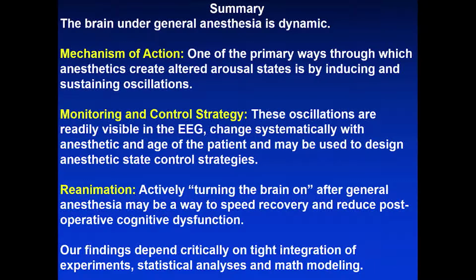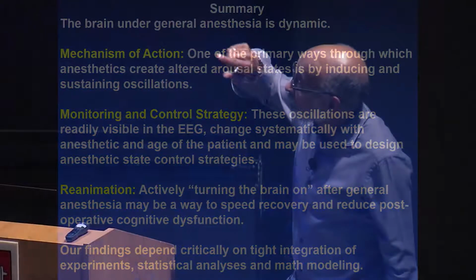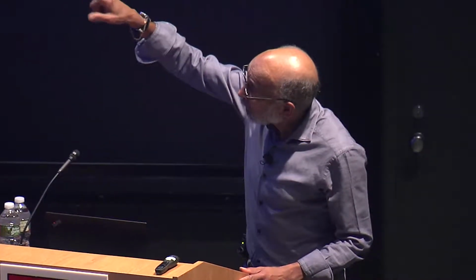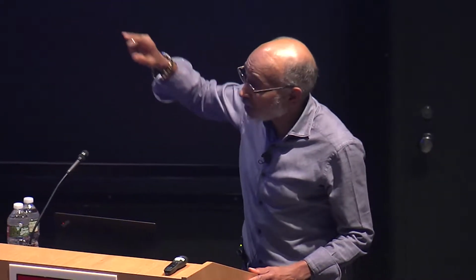So this is what I've told you. As I said, anesthesia is not the state of the brain being turned off. It's this highly dynamic state in which, as a back of an envelope statement, you can say you put the brain in these lower dimensional modes, and being in these modes is not compatible with being conscious or processing information in a normal way. I've shown you how you can monitor. I've shown you how you can use them for control strategies, and I've shown you how you can maybe use them to turn the brain back on. And again, as I've said several times, this is because we have tight integration between doing experiments, statistical analyses, and mathematical modeling.